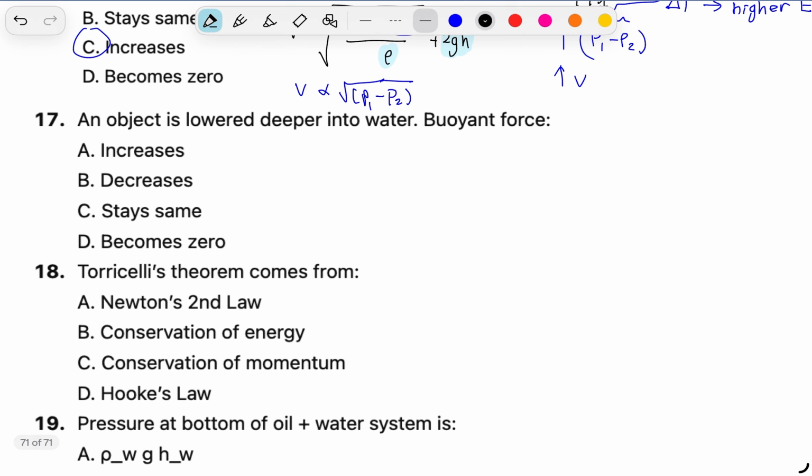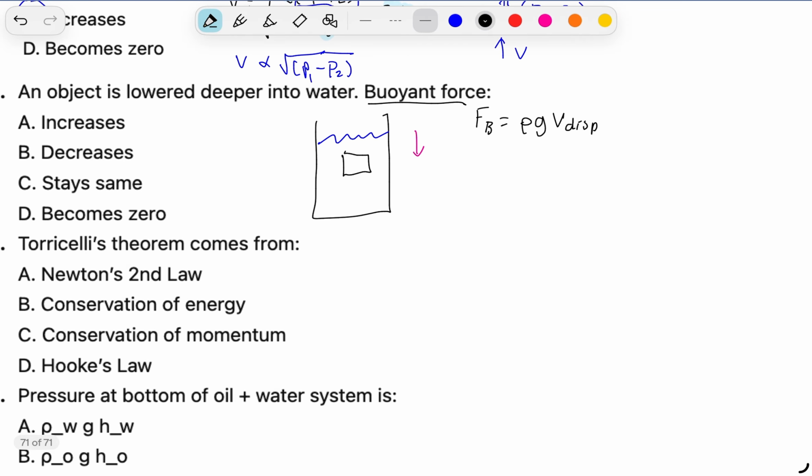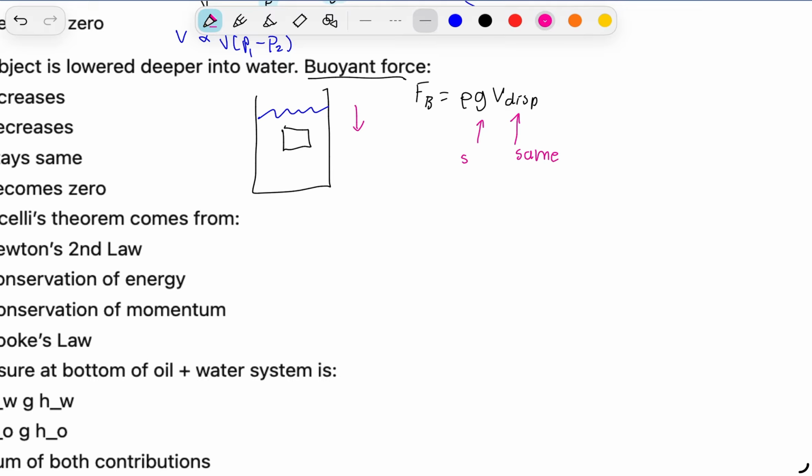Now, an object is lowered deeper into the water. Our buoyant force is what? So if we're going deeper in the water, we have our object and it's going down. We have to see what our buoyant force formula is. Again, from Archimedes' principle, it's going to be rho g volume displaced. Now, what are our variables? Here, our volume displaced is going to stay the same, because our object is still the same object. As you push it down into the water, it's still going to displace the same amount of water and push that water around it as it makes room to go down. Our g is also going to stay the same as long as you're on Earth.